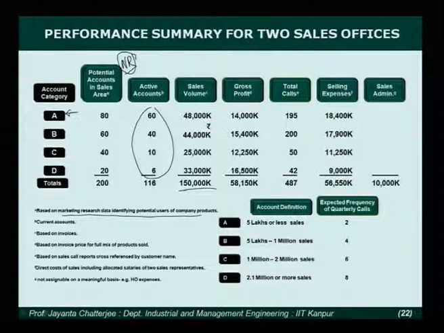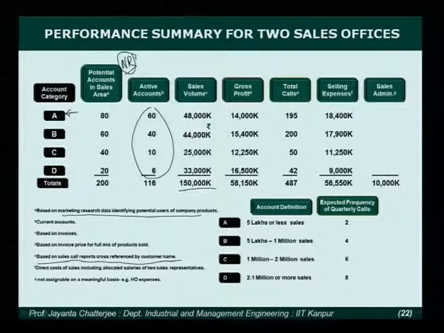And suppose we have the total number of calls that are necessary, based on sales call reports cross referenced by customer name. So you can see all the different kinds of data based analysis that we have to do here. These are the total number of calls that are necessary, or that have been made, for these different types of account categories.